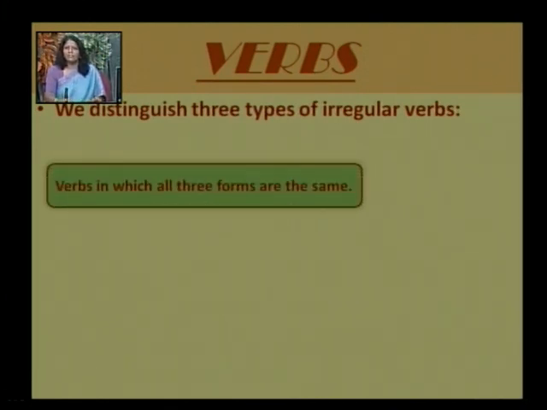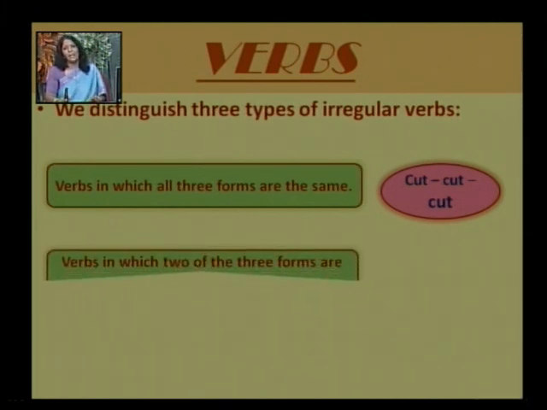The first is verbs in which all the three forms are the same. Now these are exceptions. In the same way, it is required that you remember them in that fashion, and you have to go with the title that here all the three forms are the same. The base, the past tense and the past participle. Just look at the examples. Cut, cut, cut. You see that all the three forms are the same.